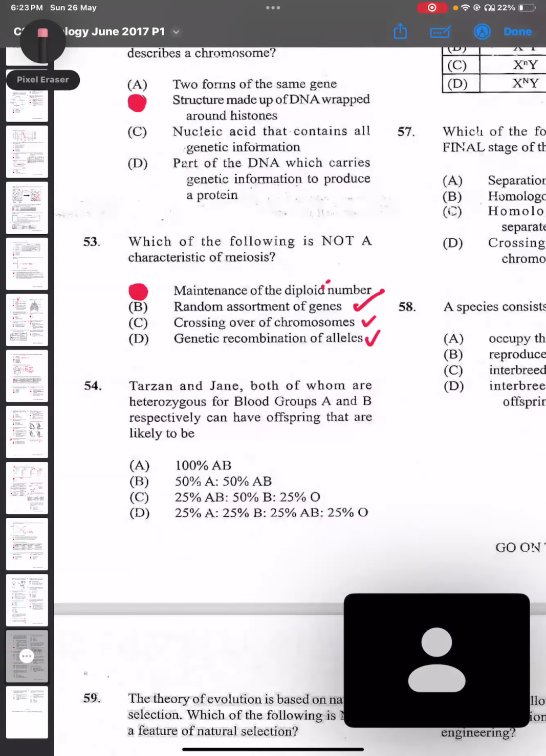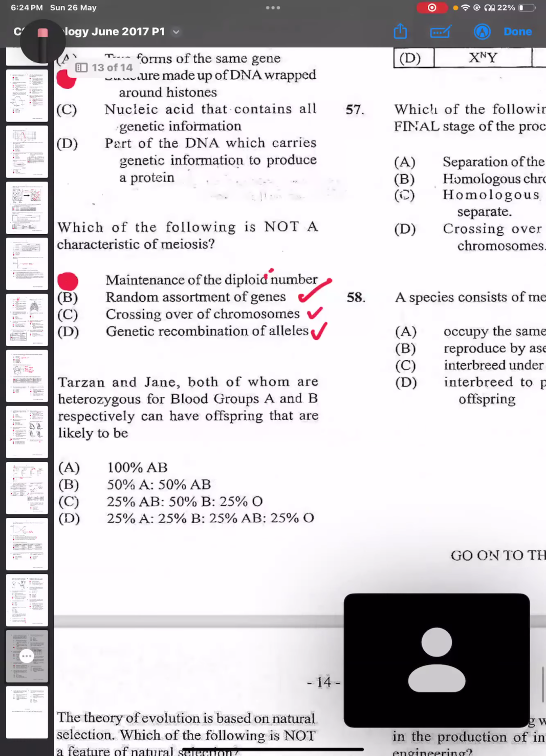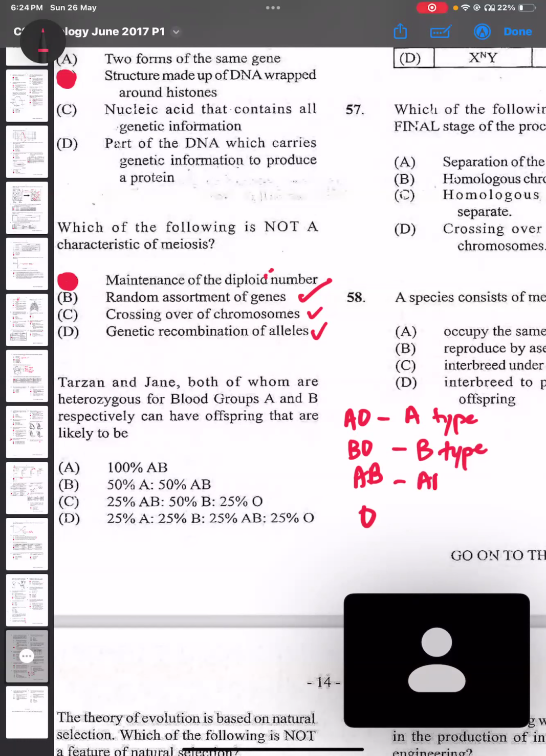Both of whom are heterozygous for blood groups A and B, respectively, can have offspring that are likely to be. We might have to draw our diagram again. So your blood groups are AA, AO, BB, BO, AB, and O. This is considered A type, B type, AB, O type.